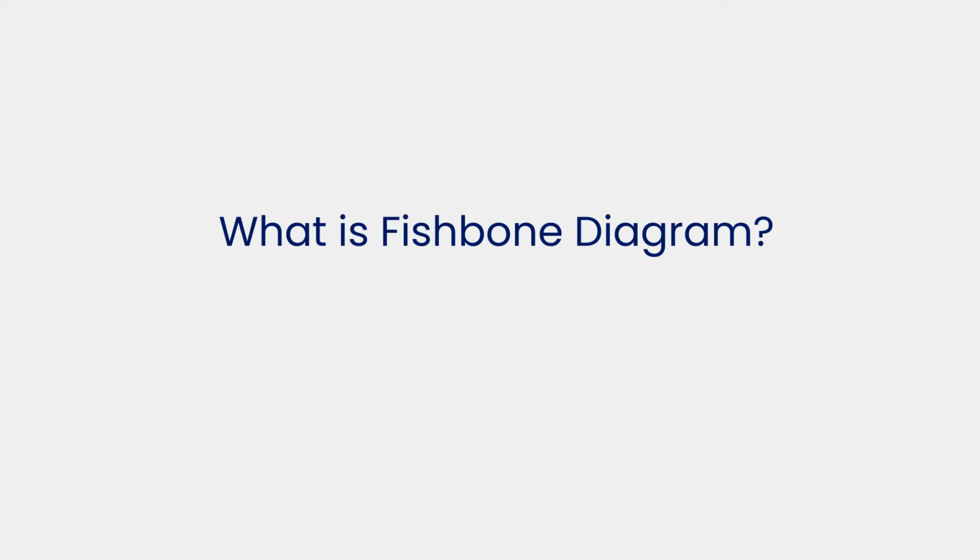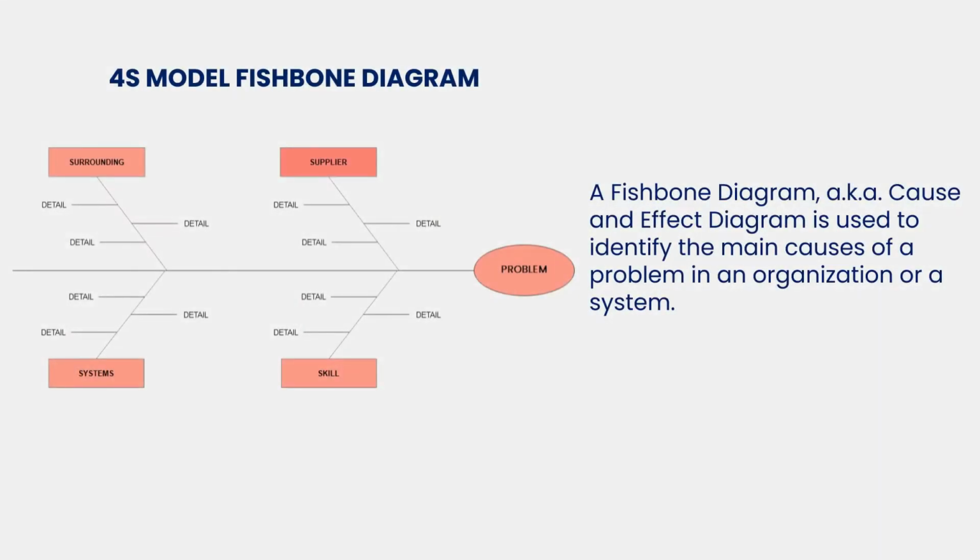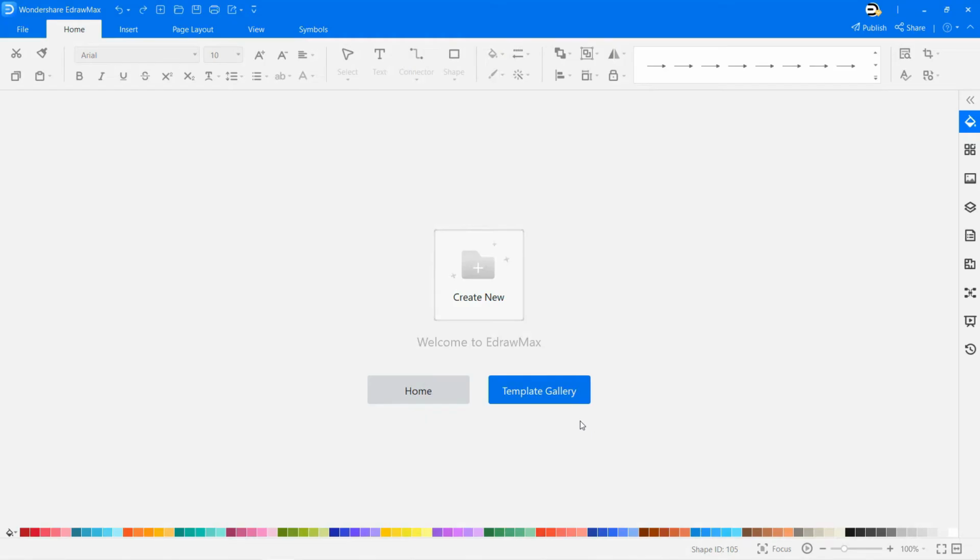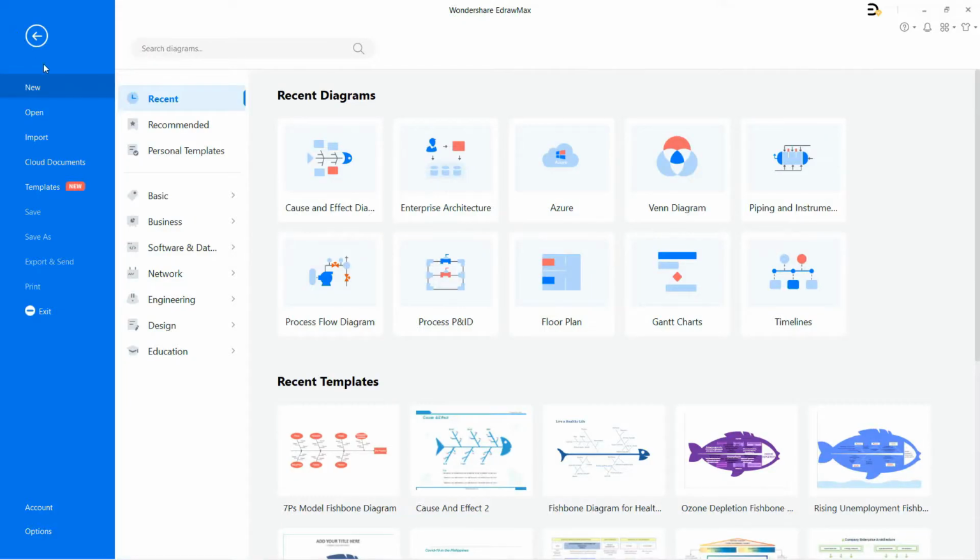Let's begin with understanding what a fishbone diagram is. A fishbone diagram, also known as a cause and effect diagram, is used to identify the main causes of a problem in an organization or system. Now let's learn more about the fishbone diagram by exploring EdrawMax.